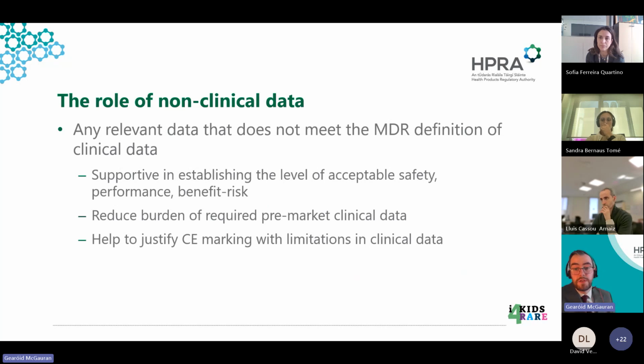The guidance provides information on the role of non-clinical data, which is any data that does not meet the MDR definition of clinical data. While the MDR specifies that clinical evaluation needs to be based on clinical data, non-clinical data can play a supportive role in the context of orphan devices in establishing the acceptable level of safety, performance, and benefit risk for these devices. It can also help reduce the burden of pre-market clinical data requirements, and many GSPRs could potentially be met with robust preclinical testing, which could in turn reduce the burden of pre-market clinical data that is needed. Strong, robust and favorable preclinical data might also help strengthen the argument to justify CE marking with limitations on clinical data.